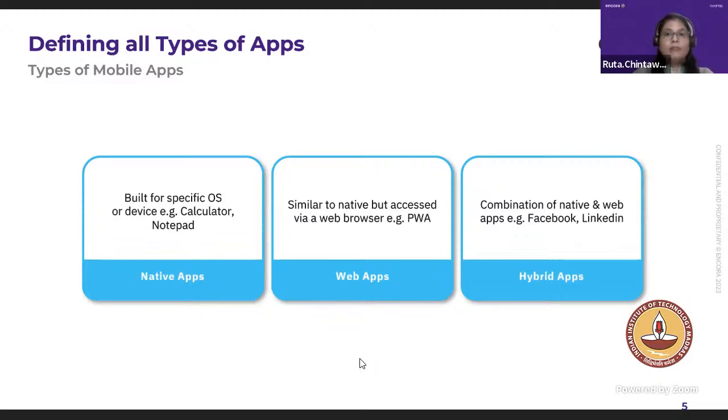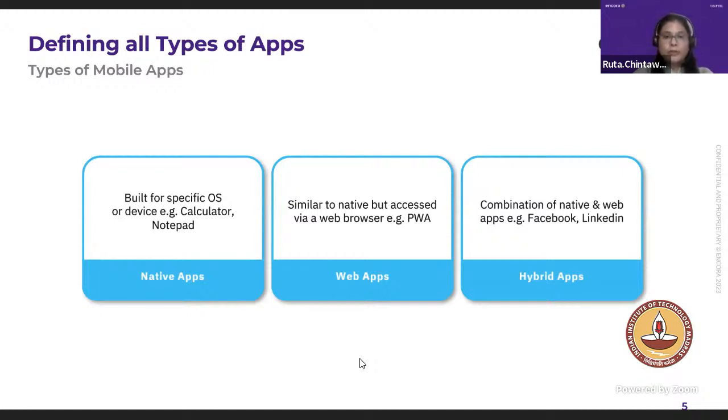So they are built for just a specific OS. For example, you have built your calculator application for Android, but you want to use that particular application on iOS. You won't be able to access it, because these native applications are made only for a particular OS. So we have some pros and cons for this.